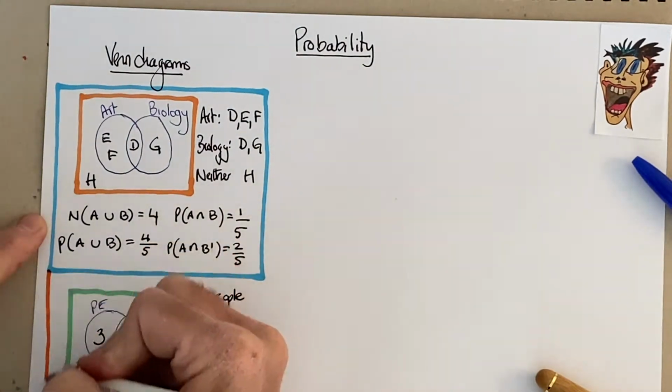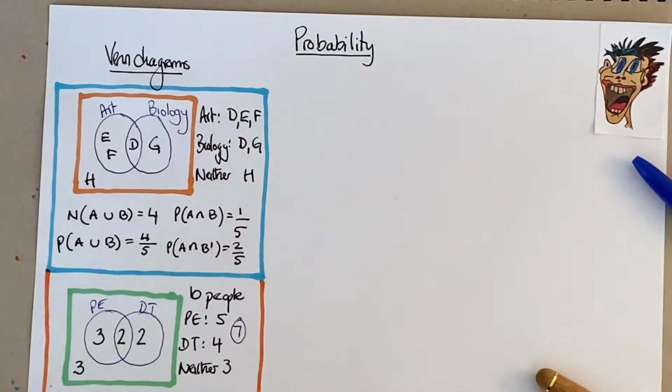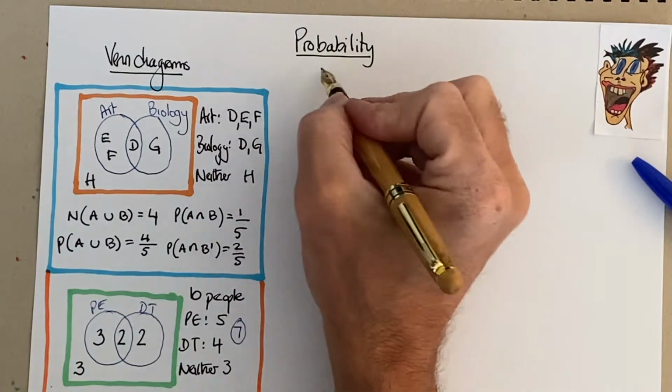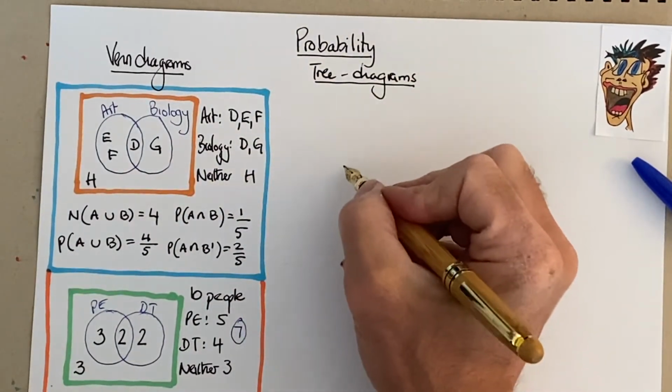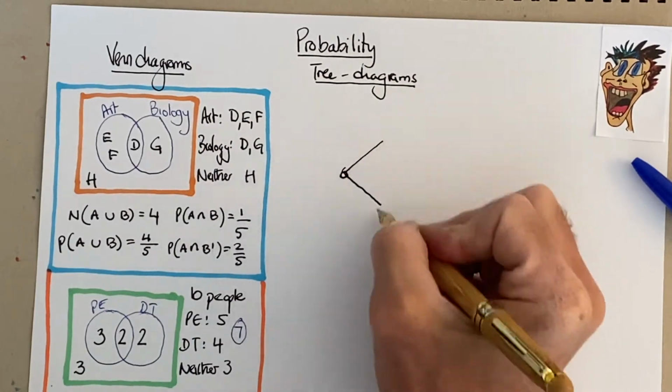What we're going to look at now is, let's do some tree diagrams. Okay, so tree diagram questions. Now, some important things you need to know here is that when we do tree diagrams, the sum of the branches that all come from this knot must always add up to 1.